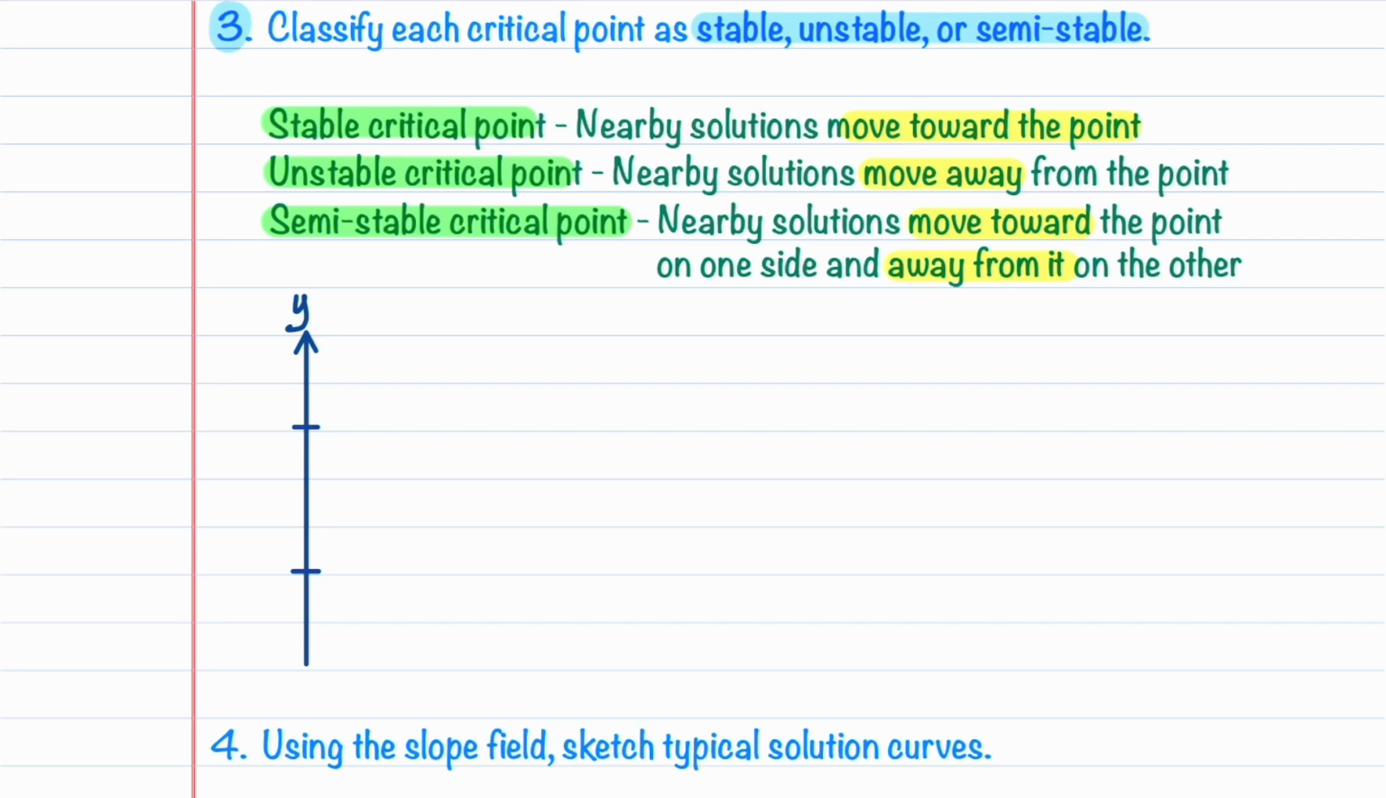Let's now classify the critical points from the example we've been working on. Let's go ahead and put our phase portrait here. We had our critical points, and then let's put in our arrows. We had arrows that looked like this. Let's first classify the critical point that's equal to 1. You can see that solutions are moving toward this point, so we can classify this point as stable. Now let's look at the point -1. Solutions are moving away from that point, so this point is classified as unstable.